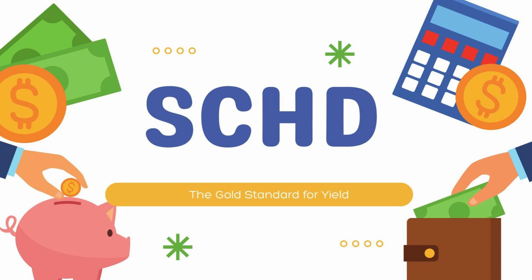The gold standard for yield, a comprehensive guide to Schwab U.S. Dividend Equity ETF, SCHD. As of January 28, 2026, the Schwab U.S. Dividend Equity ETF, ticker SCHD, has solidified its reputation as the cult favorite of the dividend world. While 2025 was a year defined by high-flying artificial intelligence stocks, SCHD has remained the fortress for investors who prioritize tangible cash flow and financial stability over speculative growth.